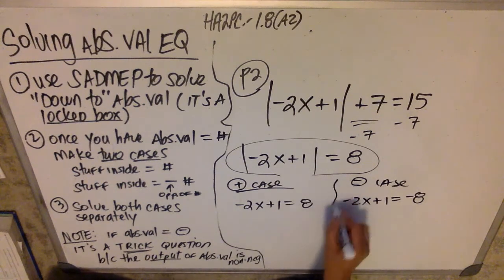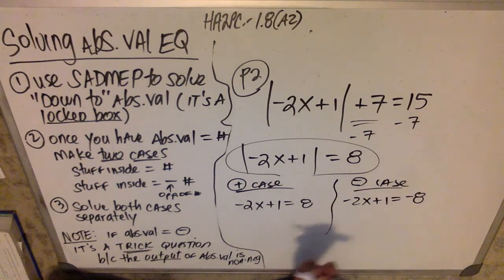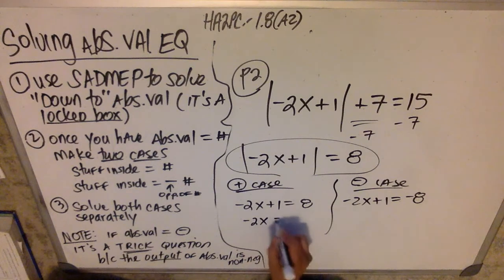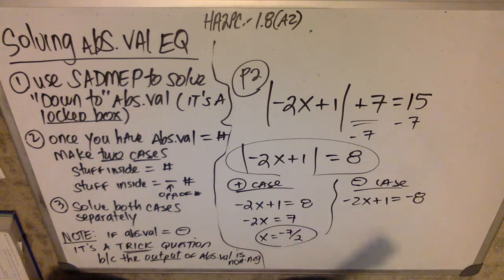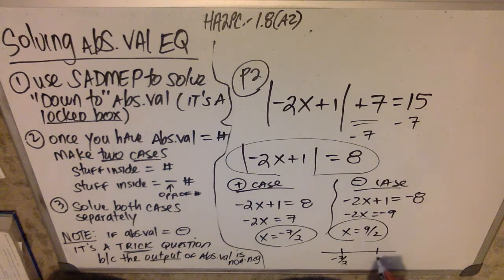And I'm going to go ahead and solve using SADMAP, right? Subtract the 1 over. I'm going to get negative 2x equals 7. So x is negative 7/2. That's one of my answers. And if I subtract this 1 over, I'm going to get negative 2x is negative 9. So I'm going to get x is 9/2. And those are my two answers, right? So again, if I put that on a number line, it's literally just the two dots, right?